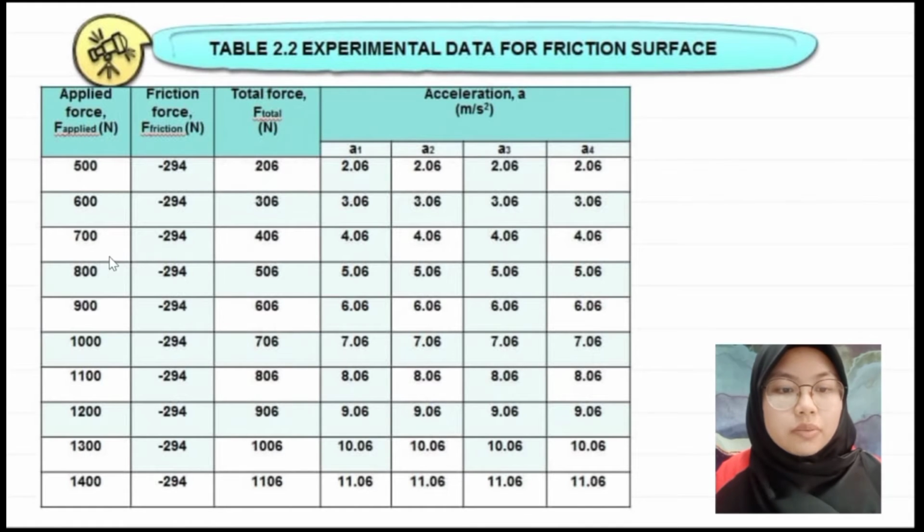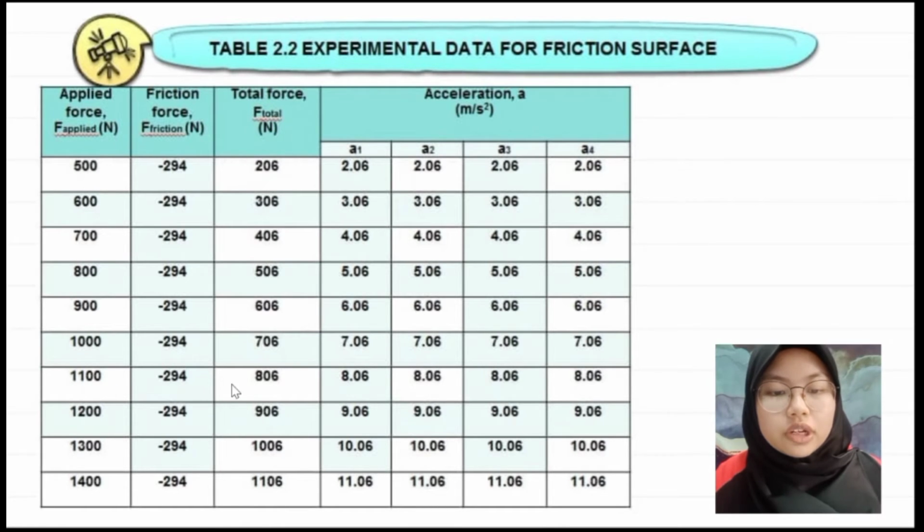Next is 700 minus 294 equal to 406 total force. We will get 4.06 meter per second squared. 800 Newton minus 294 Newton equal to 506 Newton, we will get 5.06 meter per second squared for acceleration. 900 Newton minus 294 Newton, we will get 606 Newton, so the acceleration will be 6.06 meter per second squared. 1000 Newton minus 294 will get 706, the acceleration will be 7.06 meter per second squared.